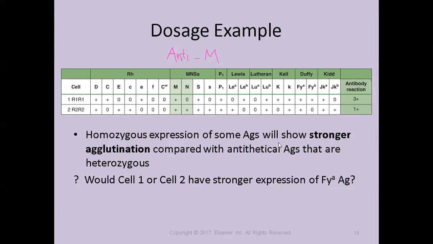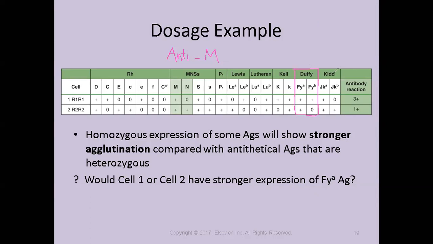Okay, so if we were meeting face-to-face, I would ask you this question. I'm going to ask it, but I guess I'll have to answer it as well. So let's take a different example. Would cell 1 or cell 2 have stronger expression, and you don't know what this is yet, but this stands for Duffy, of the Duffy A antigen? Okay, so let's find Duffy. Here it is. Okay, so here's our Duffy blood group system. Maybe I will outline it so everybody can see it. It's harder to do than you think. You have to use your mouse to use the pen.